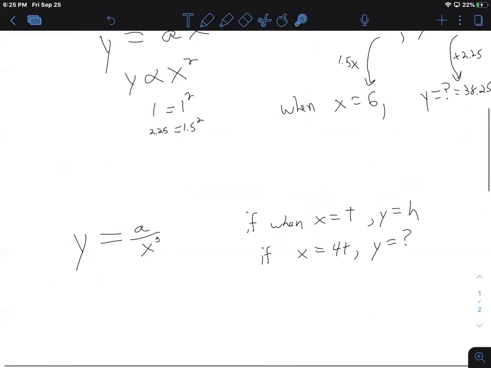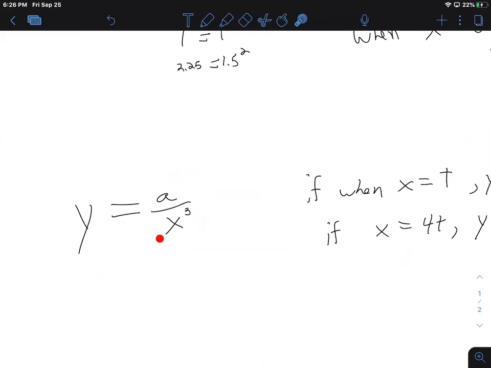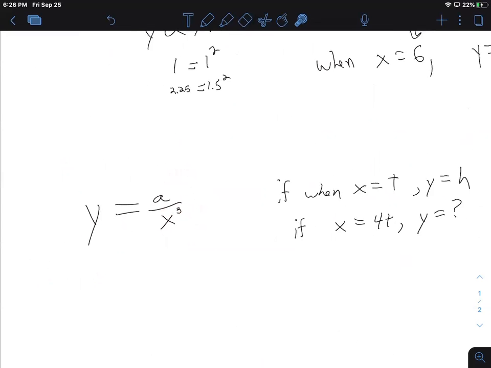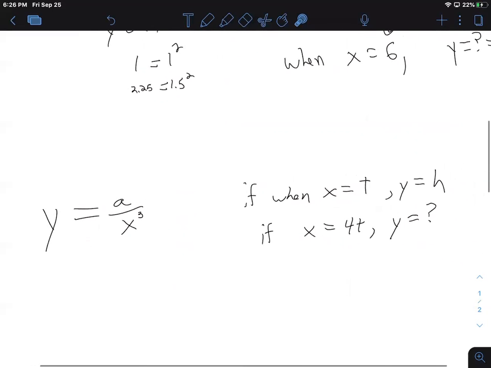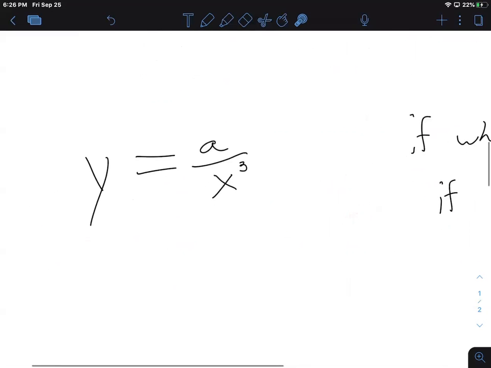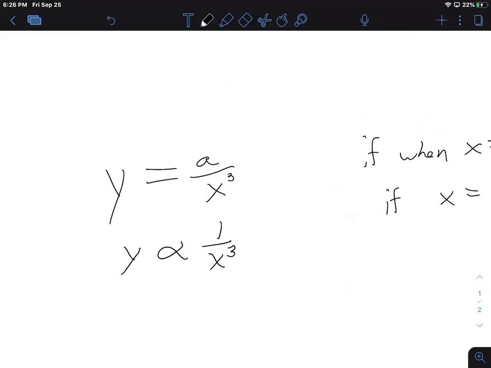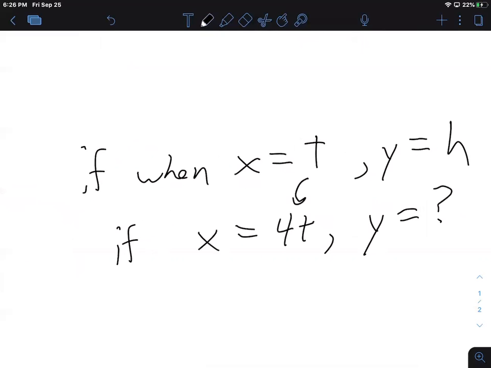Excellent. Let's look at another situation. This is not a quadratic, but we'll be able to use the same reasoning. I picked this as a math example. Inverse cube relationships do not show up a lot in physics, whereas quadratics do. But here we go. If when x is t, and we're going to do variables on this one, when x is said to be t and y is said to be h, if x is changed to 4t, what is y in terms of h? How does that change? Well, I'm going to look at my equation here, and I can say y is proportional, because a, again, is a constant, to 1 over x cubed. And I'm going to use my strategy. If I went from t to 4t, I made it 4 times as big.